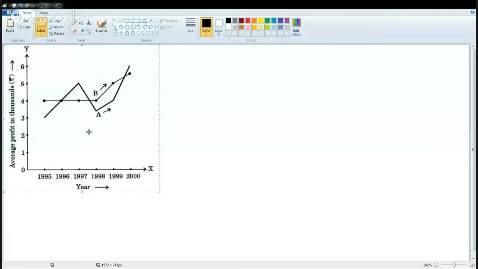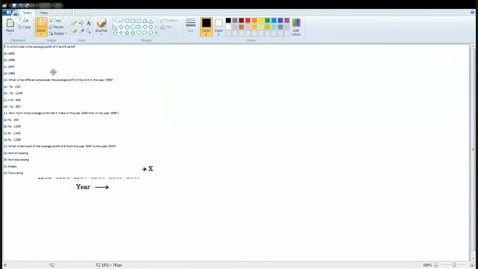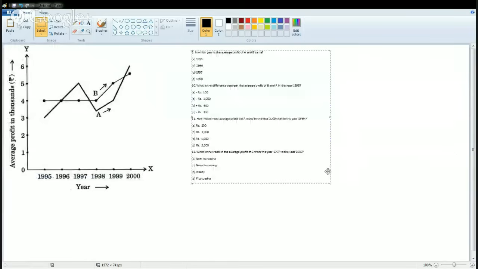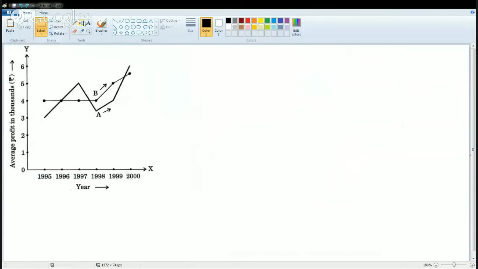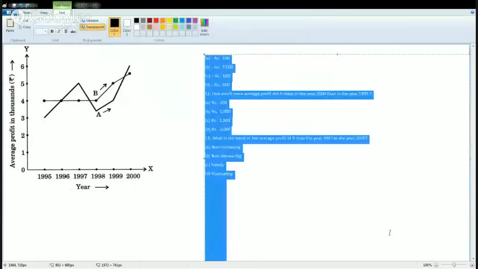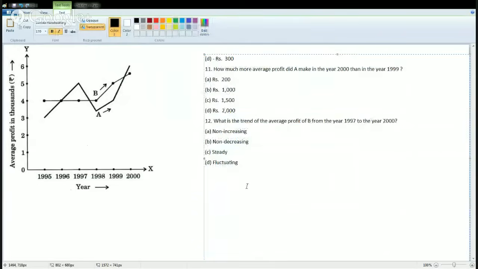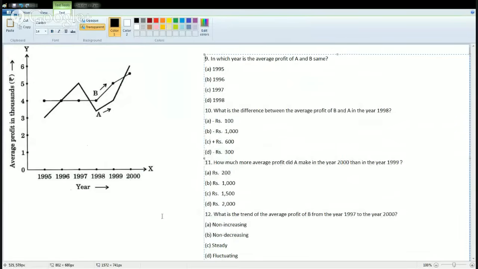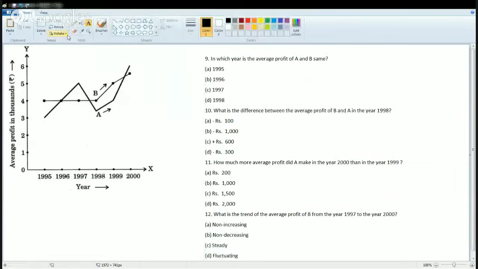This graph, and it's a question on data interpretation. So you have a graph here, and here are the set of questions that are asked. So we'll try to answer all these questions together. So you have the set of questions here. Let's try to understand. Okay. So these are the four questions based on this graph. We'll take these questions one by one.